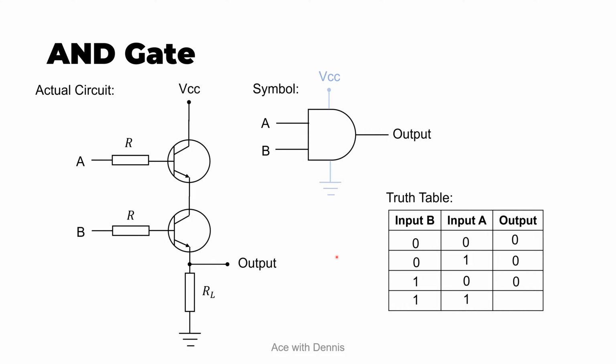Now, if input B is 1 and input A is 1, which means that both transistors are turned on, then the current can flow into the first transistor and also the second transistor and eventually flow into the load here. Hence, we can measure an output here and it will be 1. Therefore, output is 1 when both input A and input B are 1 for AND gates. And we can write the output formula for an AND gate as AB.